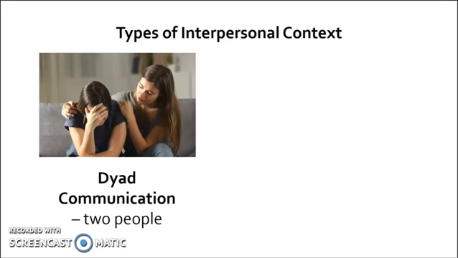There are types of interpersonal context. First, we have the dyad communication. It occurs between two people. For example, you provided comfort to a friend who was feeling down. Then that is a dyad communication.